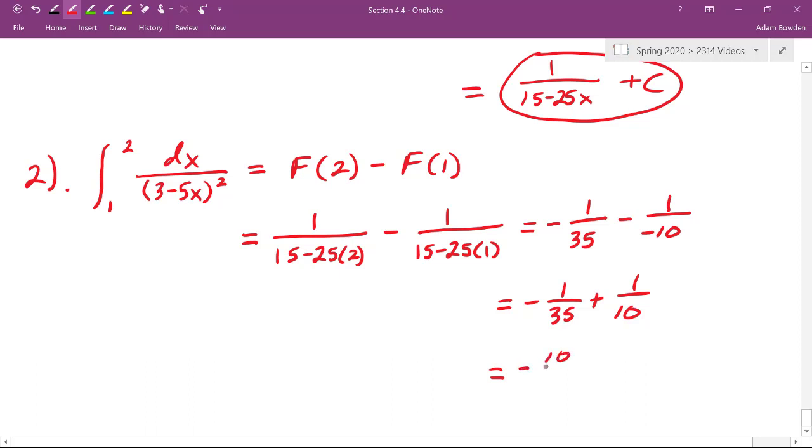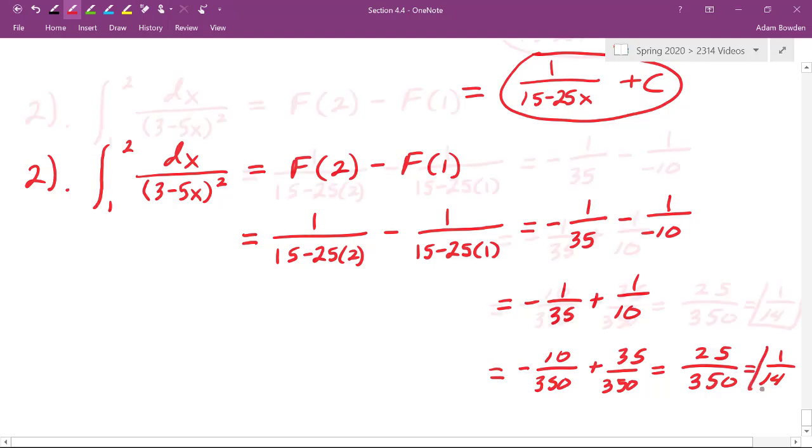This would be negative 10 over 350 plus 35 over 350, which would give us 25 over 350. That would simplify down to be 1 over 14.